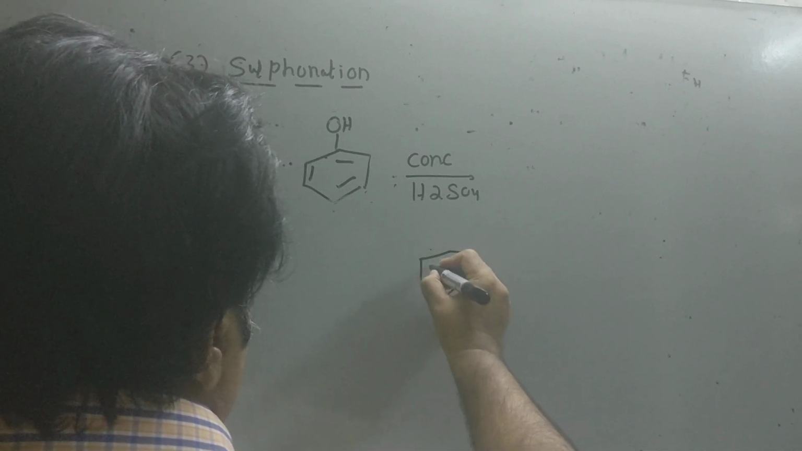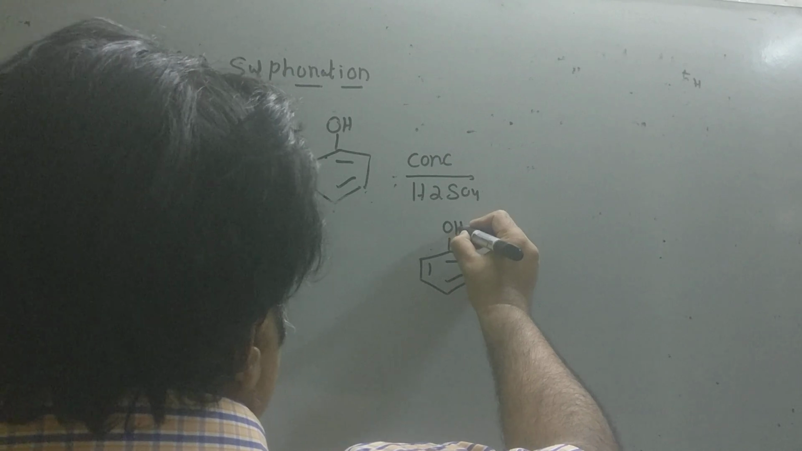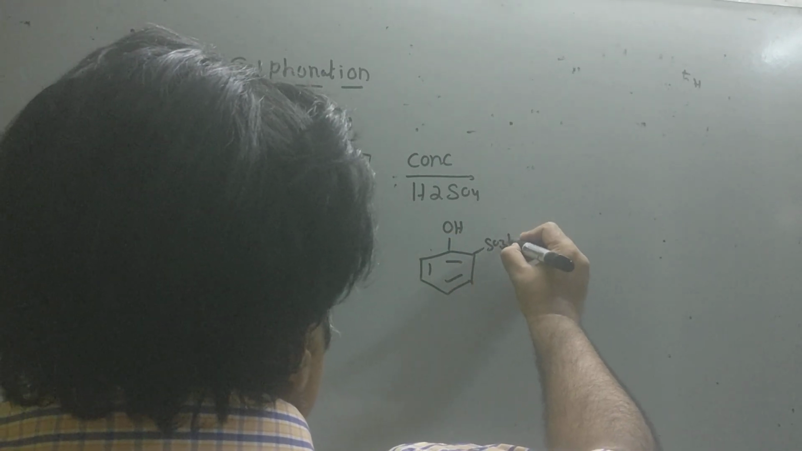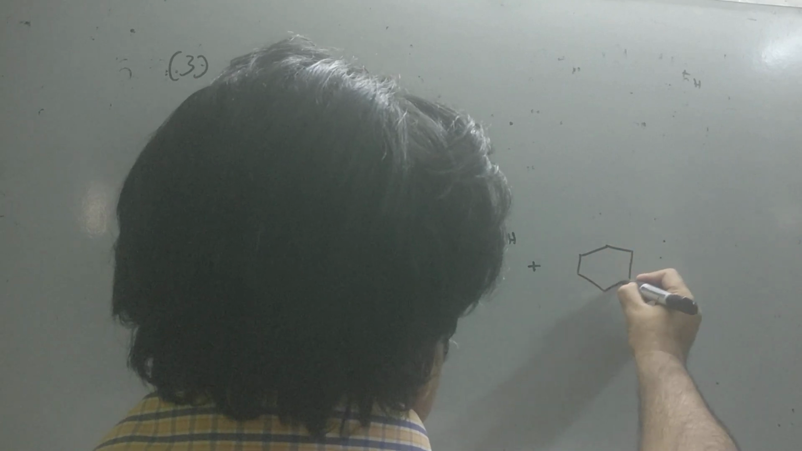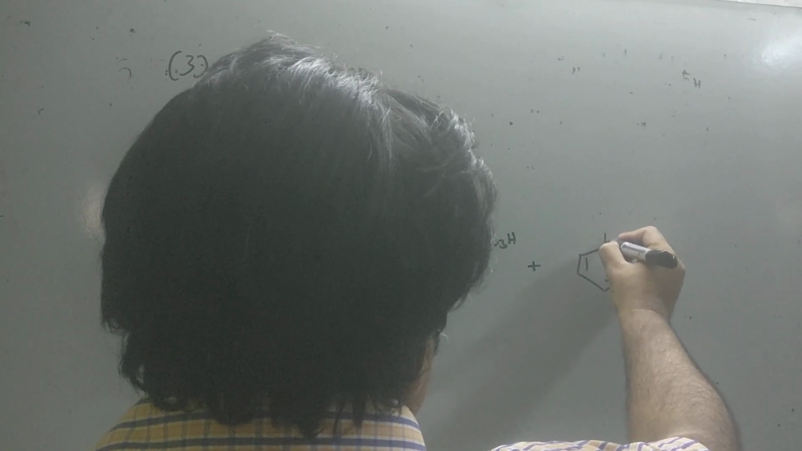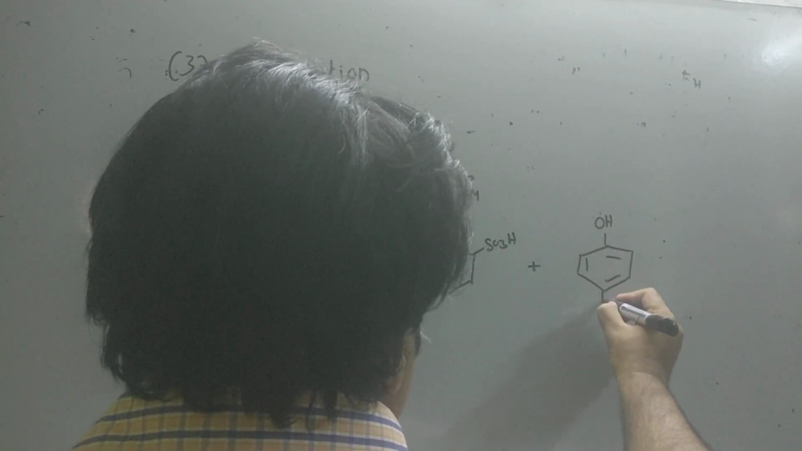And again we'll get the mixture of ortho product and the para product. Mixture of ortho and para product is obtained.